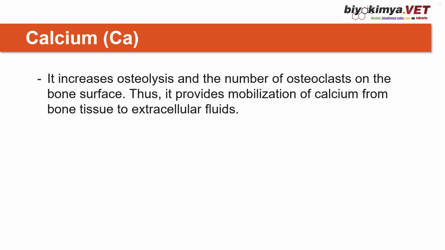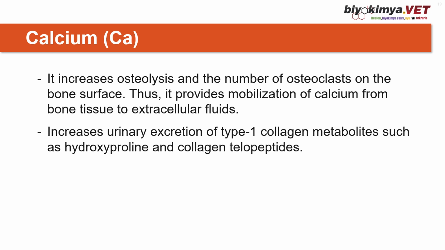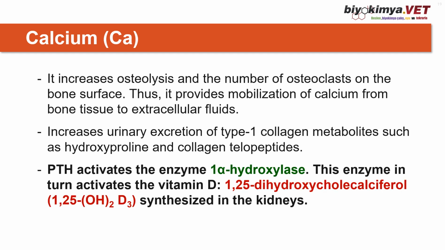So the effect of parathormone on bone tissue occurs via increasing osteolysis and the number of osteoclasts on the bone surface. Thus, it provides mobilization of calcium from bone tissue to extracellular fluid. And as I said, bones are a good store of calcium. This hormone increases urinary excretion of type 1 collagen metabolites such as hydroxyproline and the collagen telopeptides.